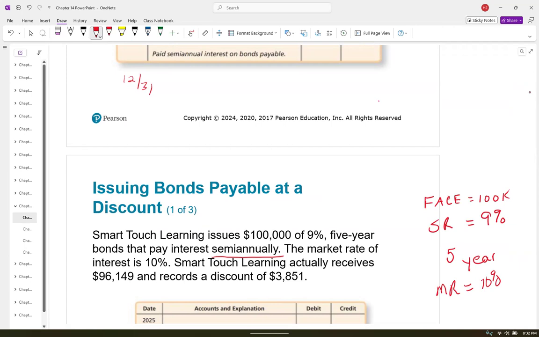Market rate higher than the stated rate. We know it's going to be a discount. We didn't have to calculate the discount. They did that for us. They will probably do that for every problem in this chapter. When you get to financial management and we learn present value tables and stuff like that, you'll be able to calculate these numbers.